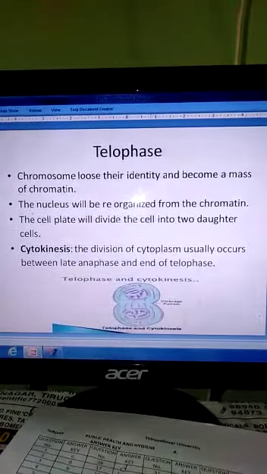Next one, telophase. The chromosomes lose their identity and become a mass of chromatin. The nucleus will be reorganized from the chromatin. The cell plate will divide the cell into two daughter cells. Here you see two daughter cells. The cleavage furrow forms. This is a reversal of prophase: the nuclear membrane and nucleus reappear, and chromosomes decondense to form chromatin fibers. The spindle fibers disassociate. This is telophase and cytokinesis. The cytokinesis, division of the cytoplasm, usually occurs between late anaphase and the end of telophase.